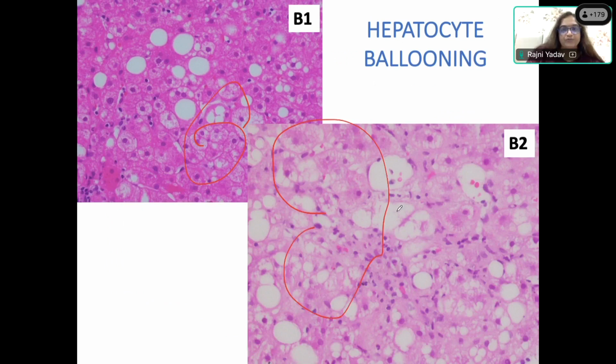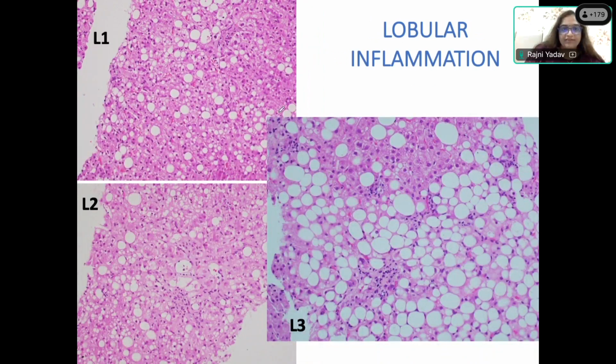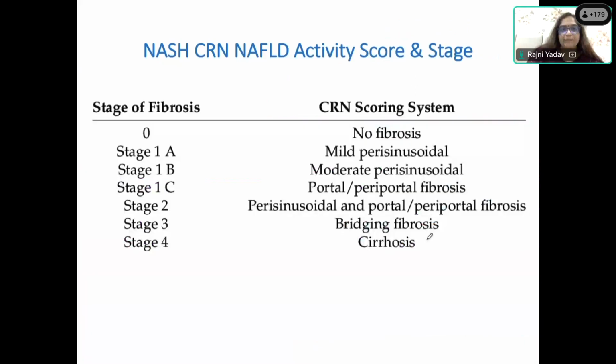So it is B2. Then the lobular inflammation, here it is scant lobular inflammation. So it has mainly steatosis and ballooning. Here you have some foci, more than that, so that is L2. And here you see you have several foci. So that's how you will grade your biopsy of the NAFLD.